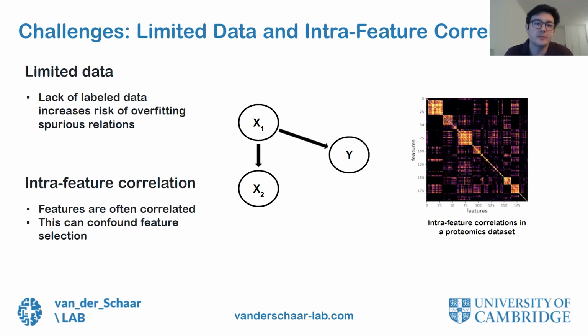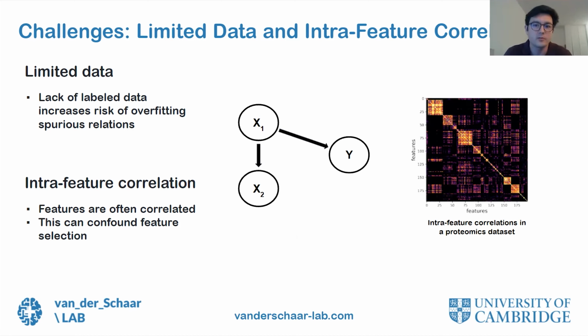However, there's two significant challenges that I want to discuss when we want to perform feature selection. The first mirrors the challenge we had before, and that is of limited labeled data. Without sufficient data, feature selection is likely to pick up on spurious relationships between the feature and the label and not actually identify the important features. The second is of intra-feature correlation, which can confound feature selection by choosing a variable that isn't actually responsible for the outcome.